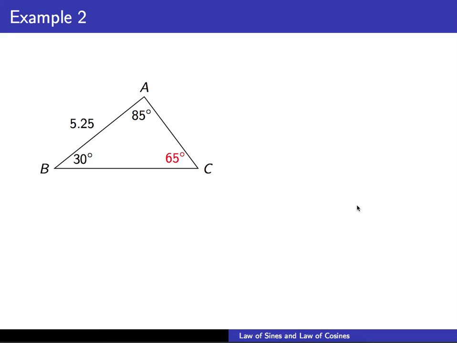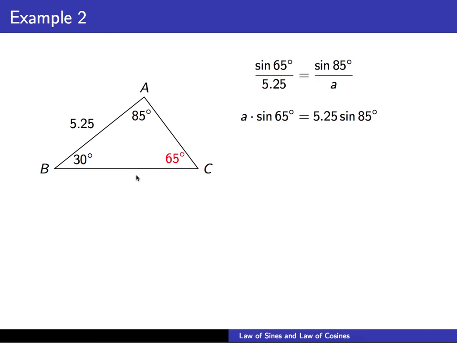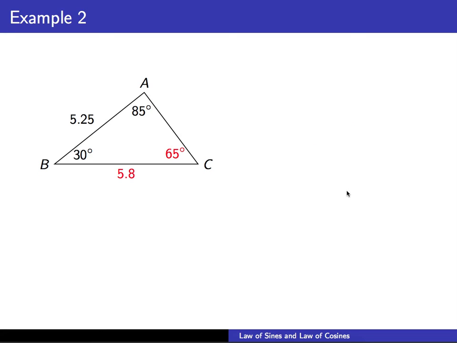So now we're going to have to use the sine of 65 over 5.25 to get the length of A and to get the length of B. So we'll start with A because it's alphabetically first. Sine of 65 degrees over 5.25 equals the sine of 85 degrees over A. Cross multiply and then divide by the sine of 65 degrees. And you get about 5.8 for the length of side A, which is good because 85 is bigger than 65, which means 5.8 needs to be bigger than 5.25.